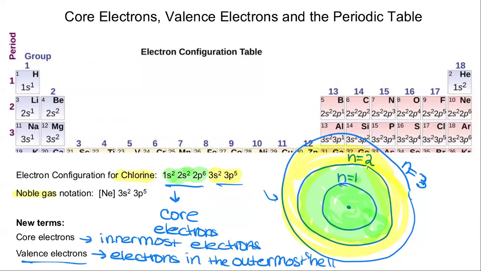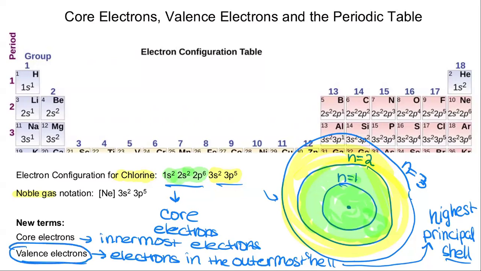That is one big representation. So I have the outermost shell, or I'd say the highest principal shell, highest n. My electrons that are farthest away from the nucleus. And you remember they're higher in energy because they're farther away. And what else do we need to say? So valence electrons are the outermost electrons in the highest principal shell. The core electrons are in the innermost.